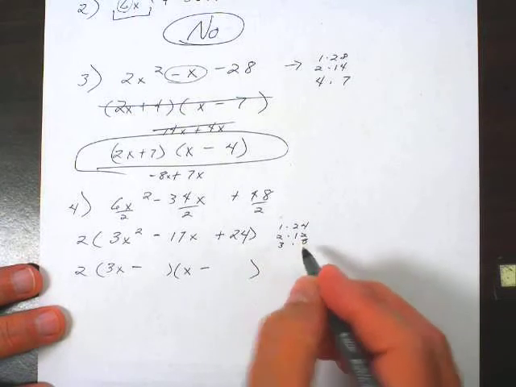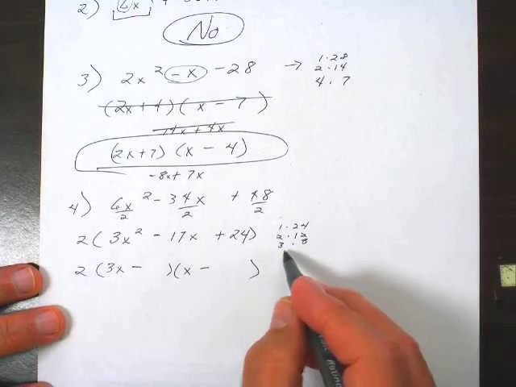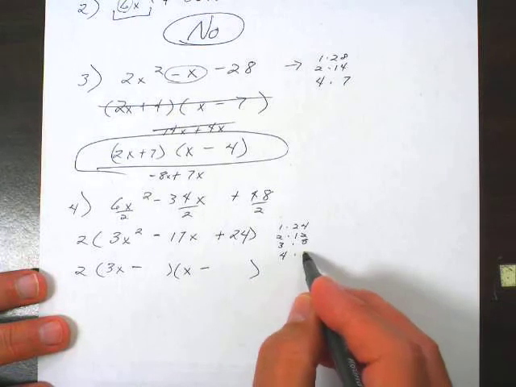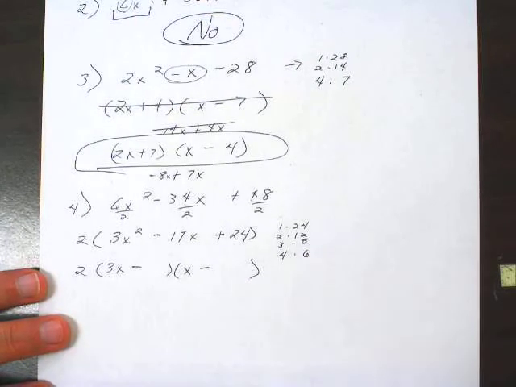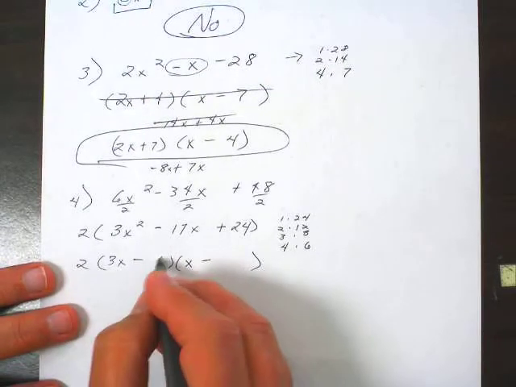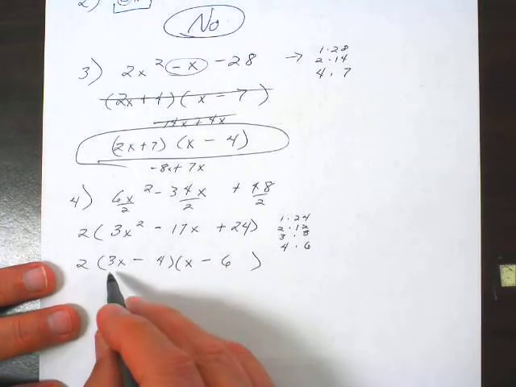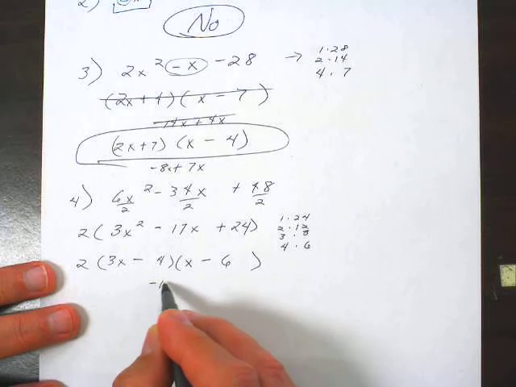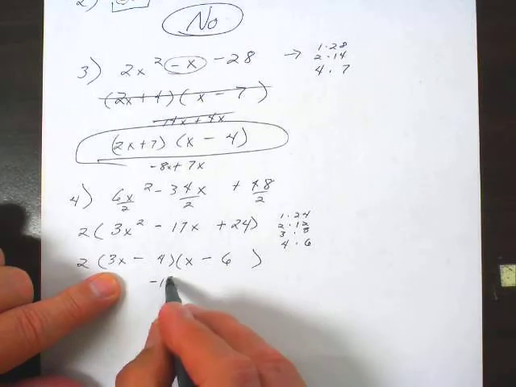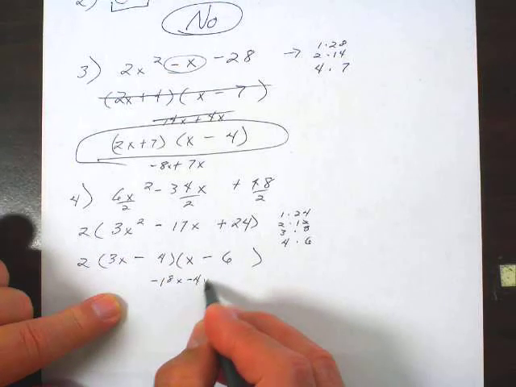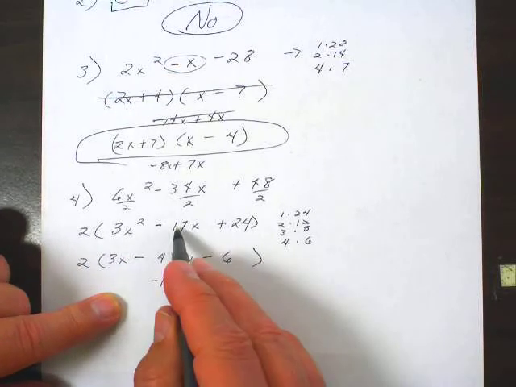3 times 4 is 24? And 4 times 6. Okay, so if we just start at the bottom, 4 and 6, right? And does that work? The outer gives me negative 18x, and the inner gives me... and if you add negative 18 and negative 4, does it give you what you're looking for?